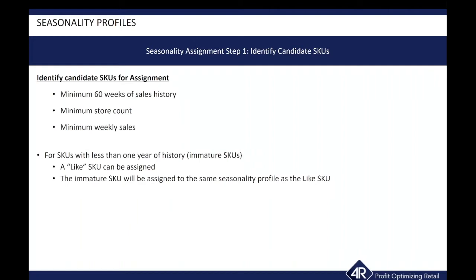SKUs with less than 1 year of sales history we consider to be immature SKUs, and we have the ability to assign a like SKU to these immature SKUs, which means that the immature SKU will be assigned to the same seasonality profile as the like SKU. Or, as we mentioned previously, the default seasonality profiles can also be used for new SKUs rolled out to this hierarchy.